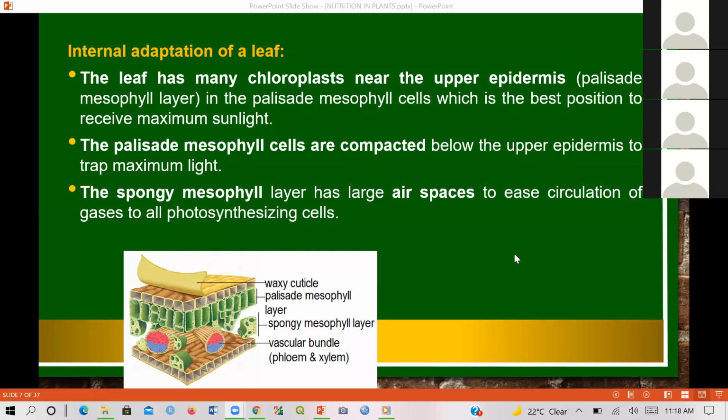Okay, Lisa? Yes, teacher. Does a plant that has been affected by pests or a disease affect photosynthesis?